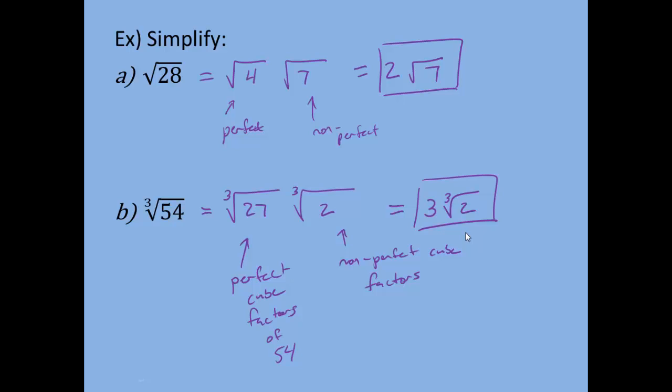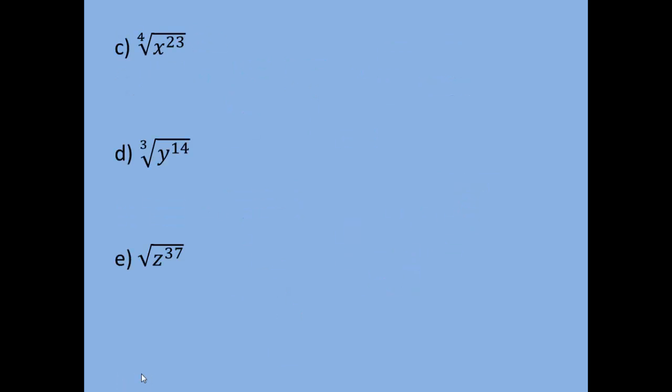You could also apply this to variables. So if I've got the fourth root of x to the 23rd power, remember how you can tell if this is a perfect power: if you can divide the power on x by the index, then it's a perfect power and I can just evaluate it right away. If not, I have to make two radicals.